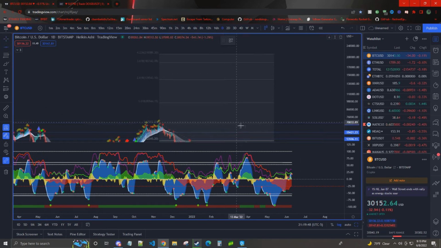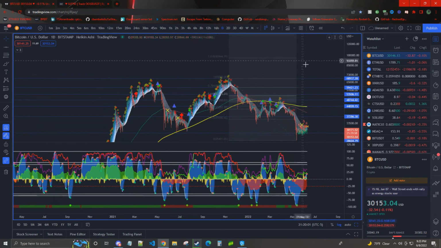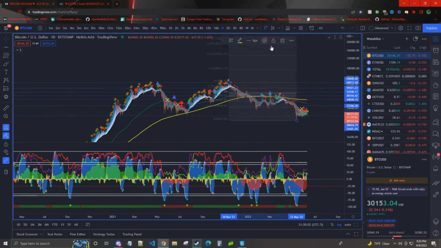So if this is the bottom of Bitcoin, I can expect Bitcoin to reach 95,900 or 139,000, right? So we're looking at some crazy numbers, but this is all possible in the future, for sure.